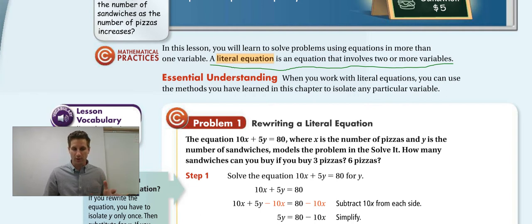We have more than one variable, and we can still solve for a certain variable. It just means we won't get an answer like 10 or 15. There could be another variable in it. And this leads us to our next piece.